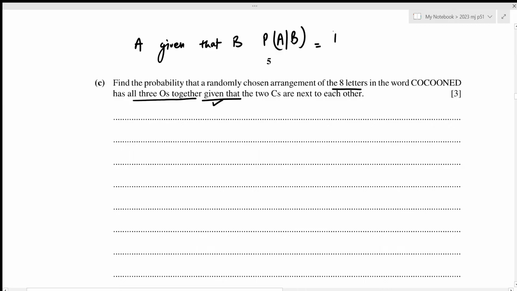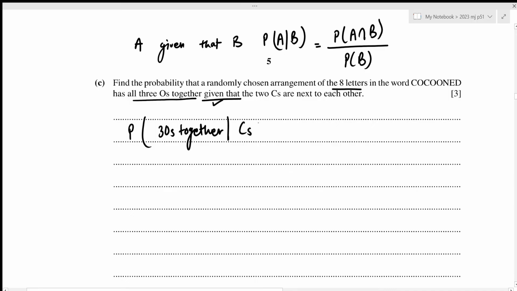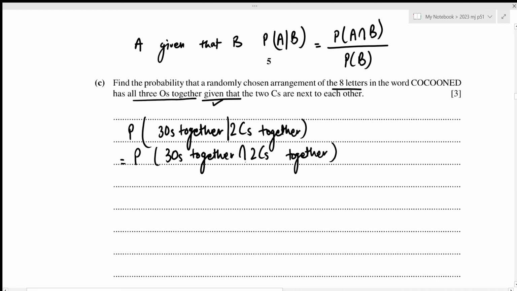And the formula for these scenarios is always going to be the probability of A intersection B divided by the probability of B. So what we require in this case is the probability of 3 O's together, given that 2 C's are next to each other, which means that they are also together. Okay, and the formula is just 3 O's together and 2 C's together, divided by the probability of 2 C's together.